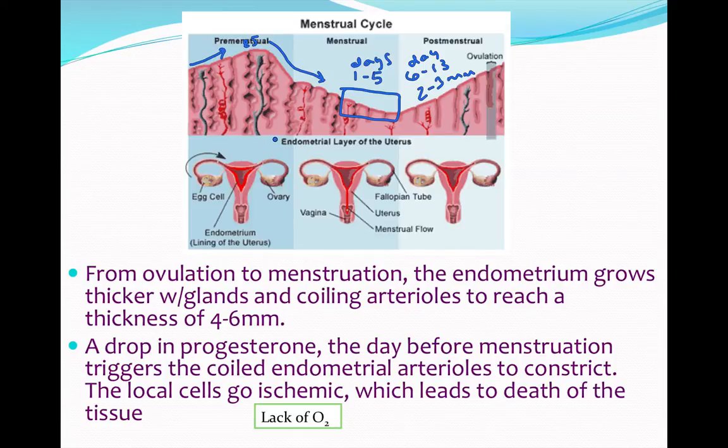What's happening is these arterioles, which are providing nutrients for this growing tissue, are going to constrict. These arterioles will shut down, and when they shut down, there's no more blood nutrients to nourish this tissue. And that will be the same tissue that winds up being sloughed off from the endometrial layer at the start of the menstrual cycle. So what causes this is a drop in progesterone. One of the structures inside of that ovary, the one called the corpus luteum, will stop producing progesterone as it reaches the end of the month. That triggers those endometrial arteries to constrict. The local cells go ischemic, so this is no longer producing nutrients, and the death of the tissue will happen.